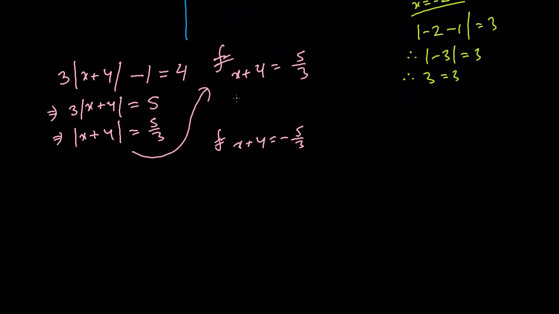So now we can solve for x. So x equals 5 by 3 minus 4, and it turns out to be 4 times 3 is 12, 5 minus 12 is minus 7 by 3. And this turns out to be minus 5 by 3 minus 4, which is 12 and 5 is 17. So minus 17 by 3.